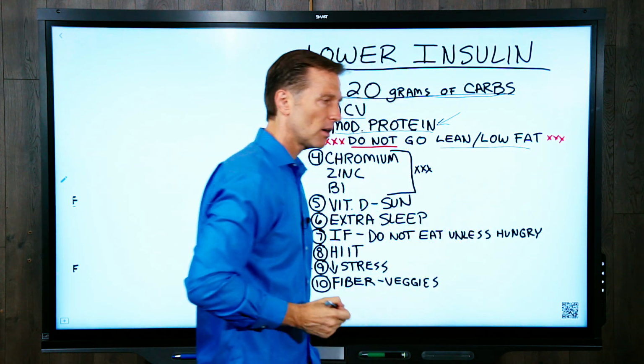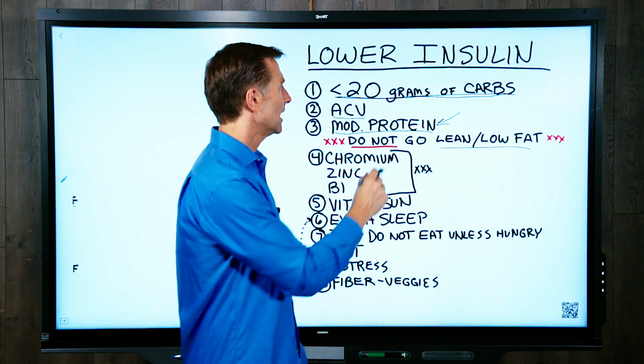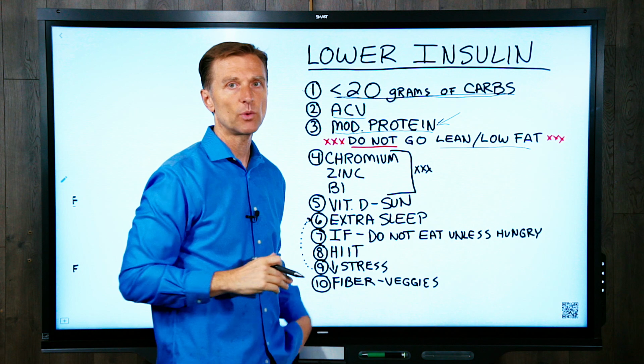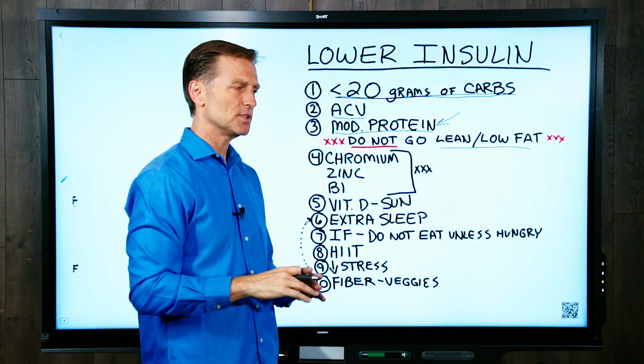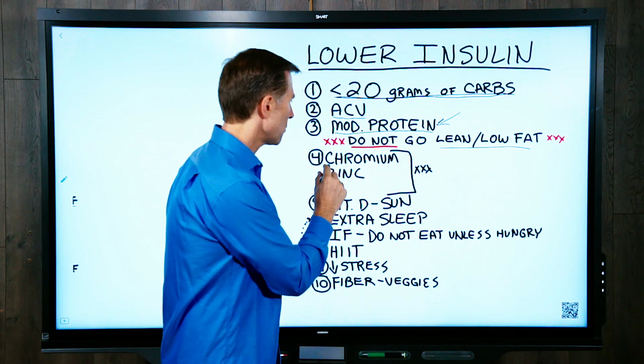Because the leaner you go, the higher it spikes insulin. Protein in large quantities has the potential to increase insulin. So we want to keep it moderate. We don't want to keep it too low. Just keep it moderate.